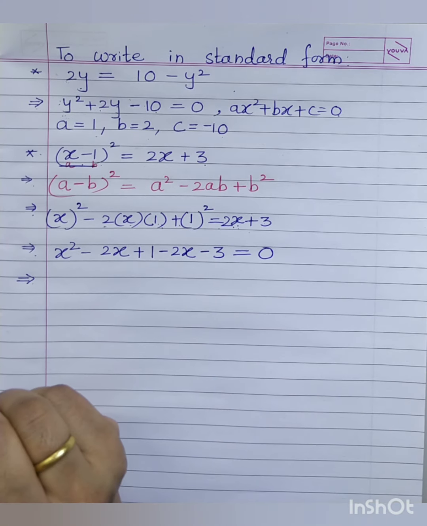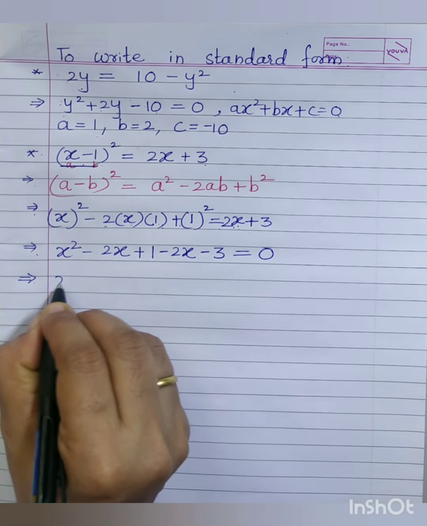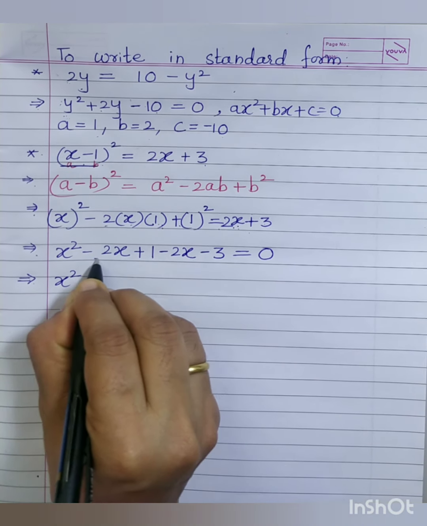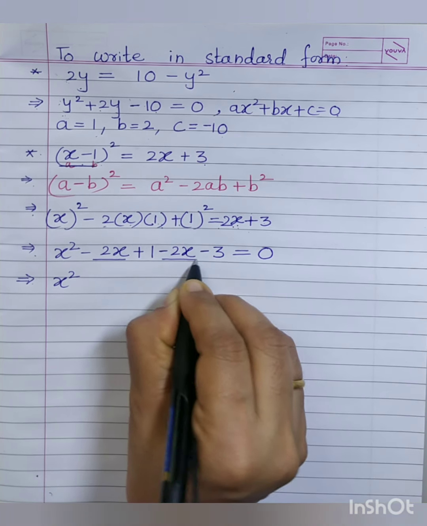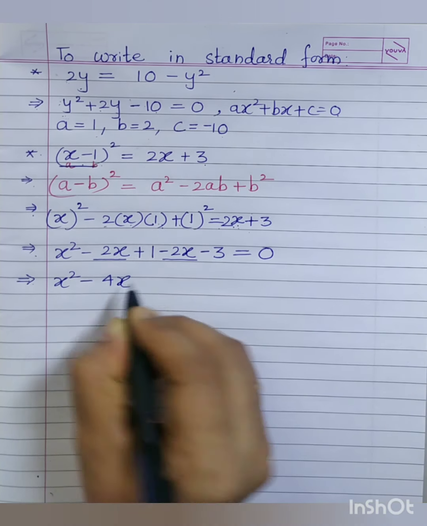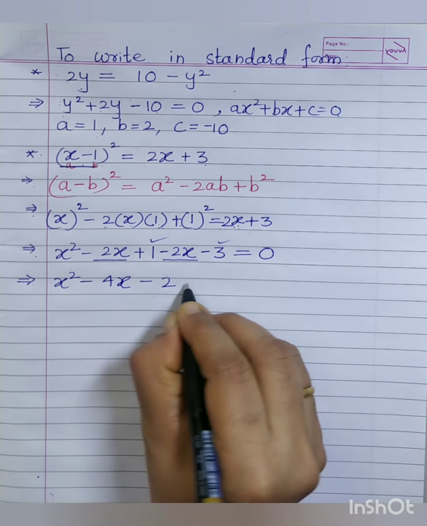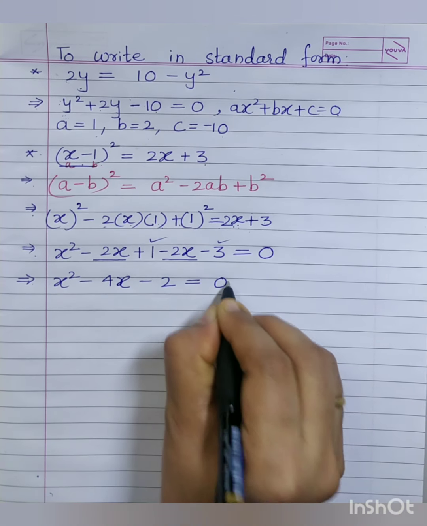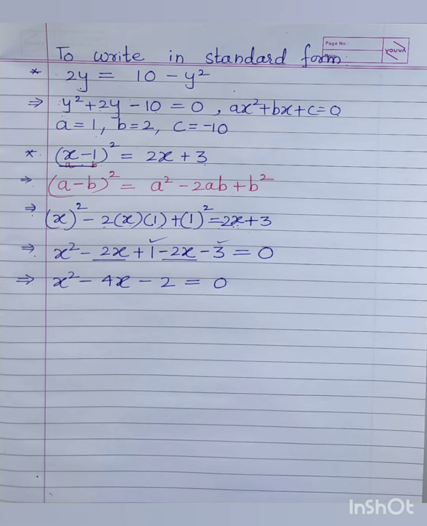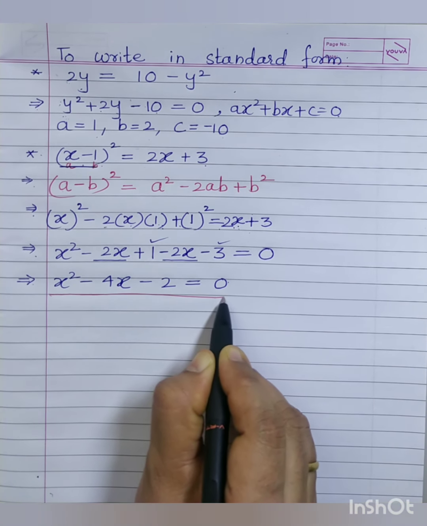If any like terms are seen, you can simplify them. Okay. So x square minus 2x minus 2x, what will it become? Minus 4x. Plus 1 minus 3, what will it become? Minus 2 is equal to 0. So this is our standard form of the given quadratic equation.